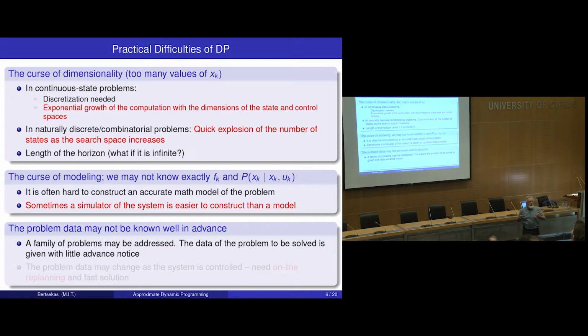So what does that mean? It means that I have the data of the problem, but I have very little time to solve it. Problems have to be solved with little notice, and that's a difficulty.